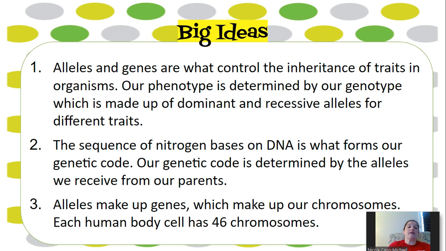One more time, alleles make up genes, genes make our chromosomes, and each human body cell has 46 chromosomes. Not too surprisingly, 23 of those chromosomes came from mom, 23 come from dad, and they end up pairing up. Because again, half of our genes come from the female, other half of the genes come from the male, and when they get together, they make a full set of chromosomes. Now, it's 46 for humans. It could be any number depending on what kind of organism you are, but we tend to focus on humans because we are human.